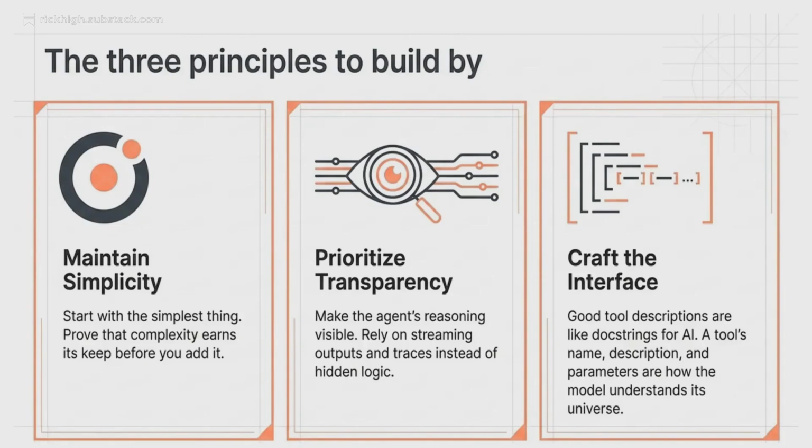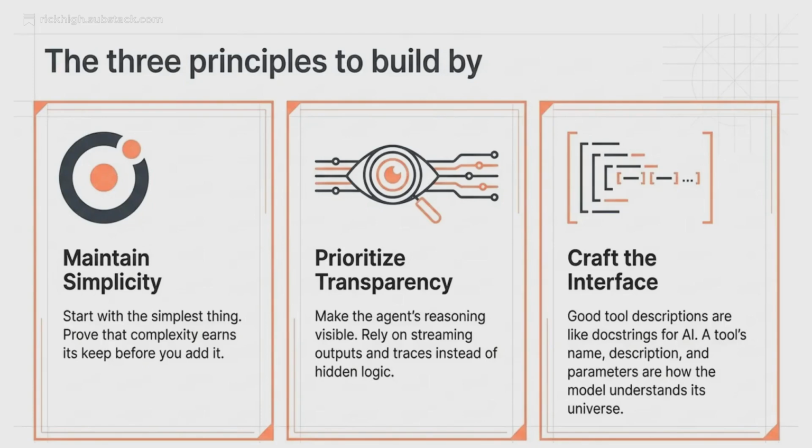Simplicity is the start with the simplest thing advice above. Transparency means making the agent's reasoning visible instead of hidden through streaming output and traces. The agent-computer interface is tool design. The SDK guide notes that teams often spend more time optimizing their tools than the overall prompt, because a tool's name, description, and parameters are how the model understands what it can do. A clear tool description is to an agent what a good docstring is to a junior developer.